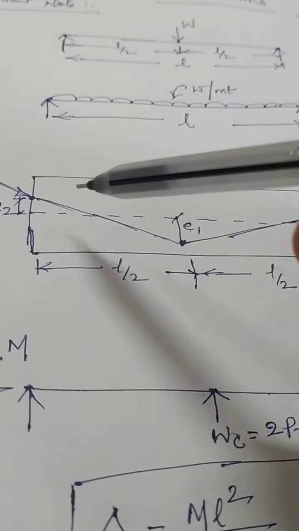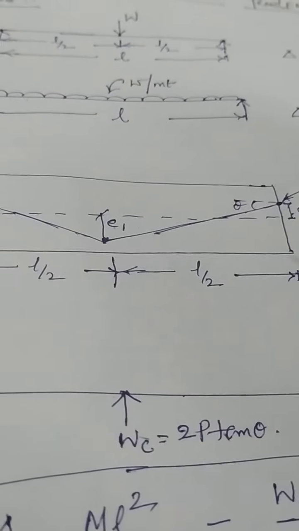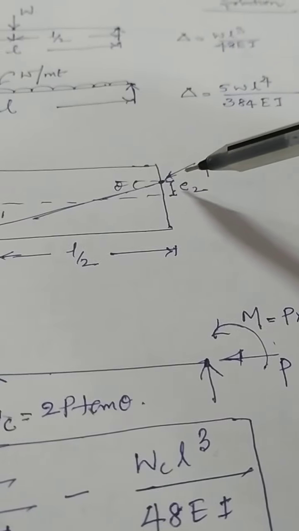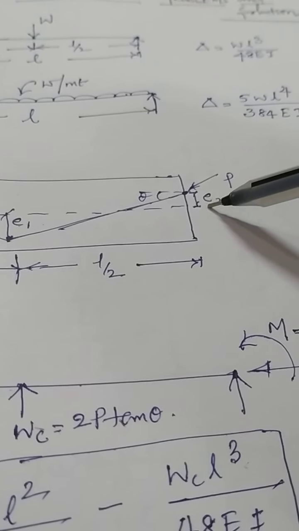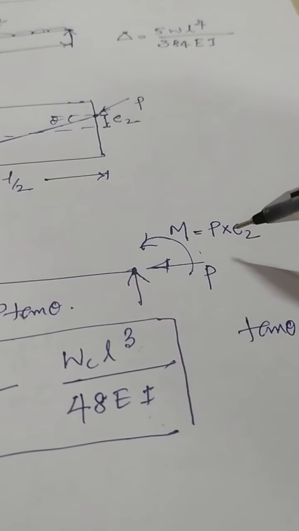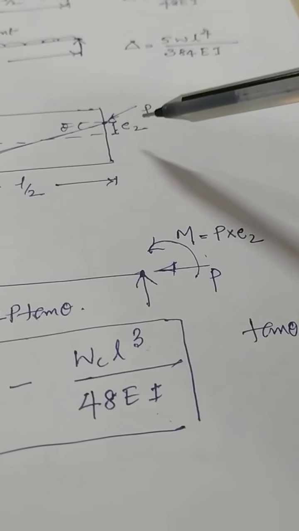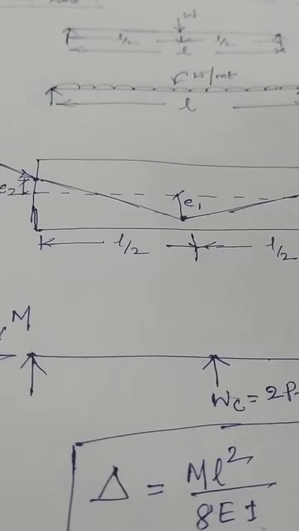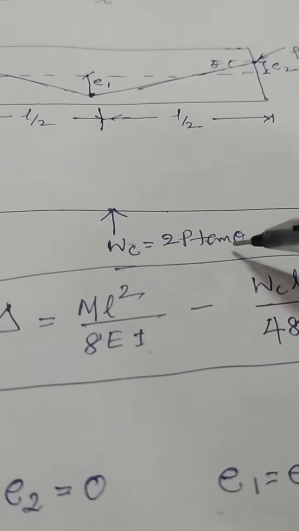First one is a triangular shaped cable. Here this cable is having an eccentricity at the ends. If the eccentricity is there at the ends, there is an end moment, that is M equal to P into that eccentricity, that is eccentricity at the ends is e2. Because of this triangular shape of the cable, there is a creation of upward point load, that is 2P tan theta.